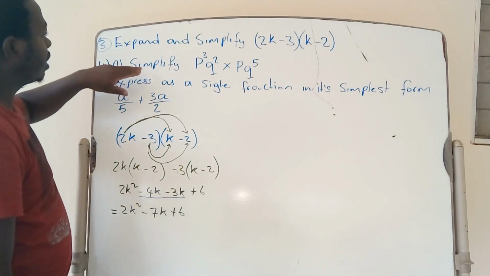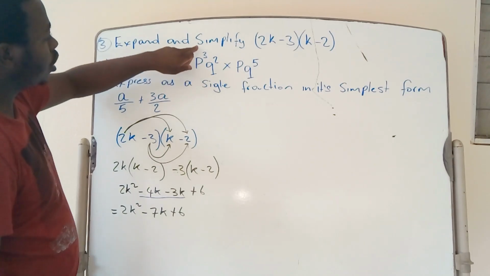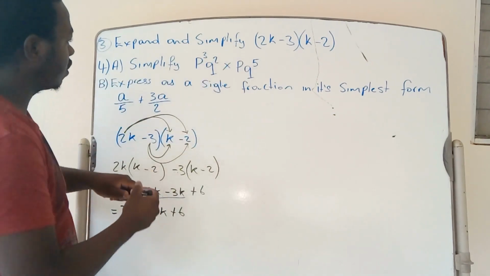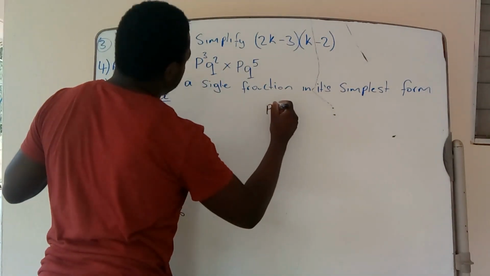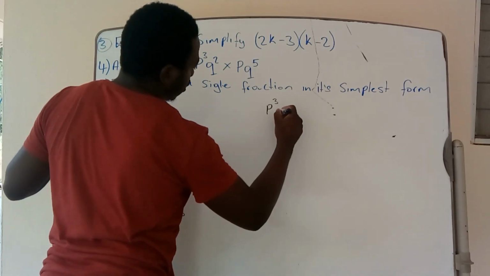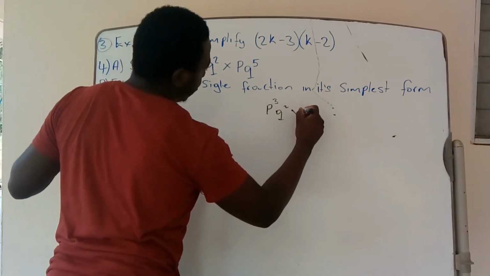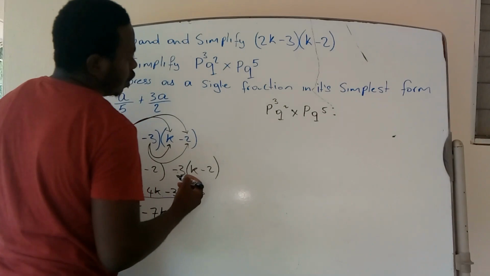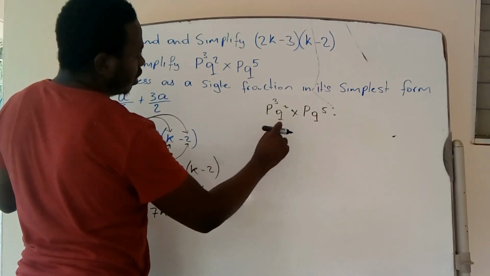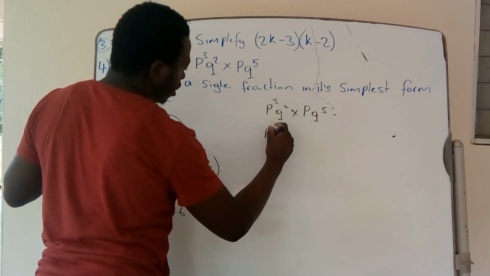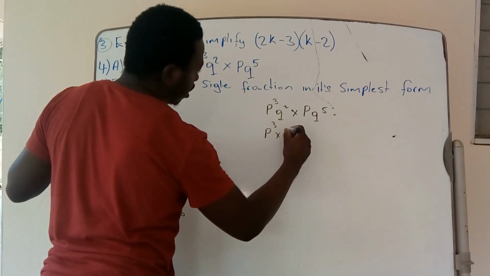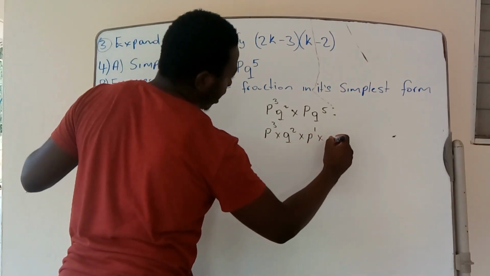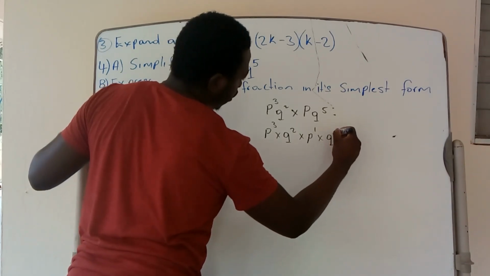Question 4, part A. Simplify p cubed q squared times pq to the fifth. So we know we have p cubed q squared multiplied by p q to the fifth, right? The p q here means multiply, so we can write this out to be p to the third power multiplied by q to the second power multiplied by p to the first power multiplied by q to the fifth power.